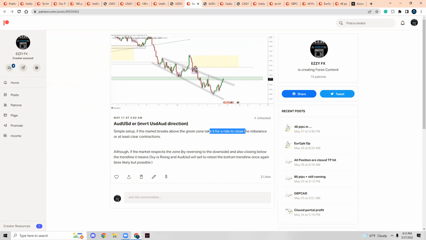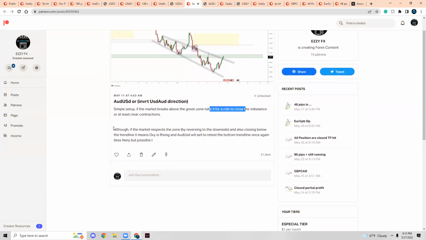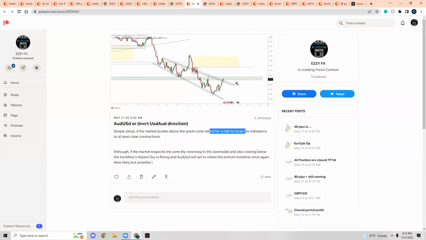So we have the contraction here. You have the line of the contraction as reference, so we can see that that's what we're trying to reach. Although if the market respects the zone, it respects this green zone by reversing to the downside, also closing below the trend line. So if it respects the green zone, and if it rejects the trend line, then we can sell all the way down. It's guaranteed. But if it respects the trend line and then breaks through, we use the same green zone to buy and follow the instruction.